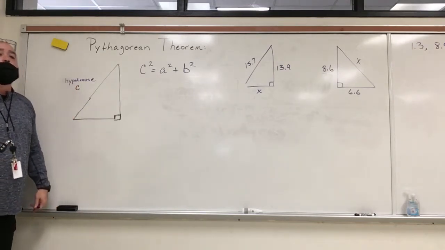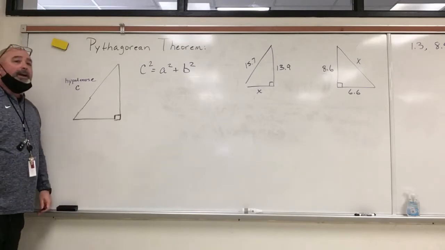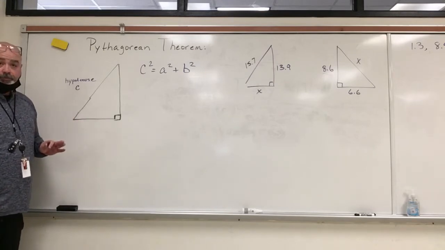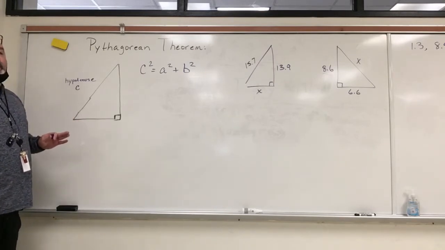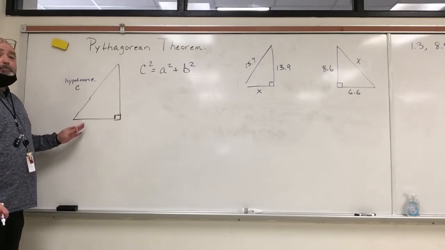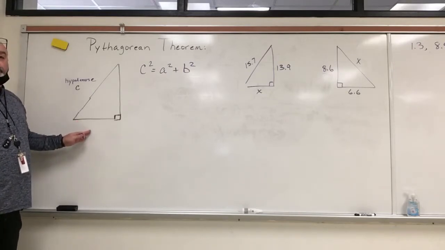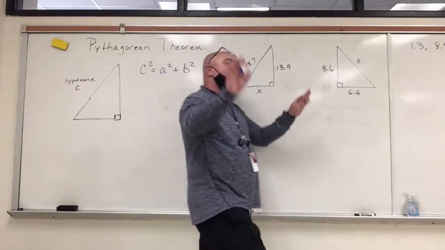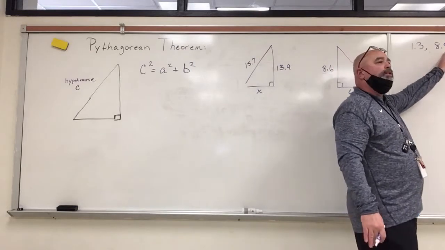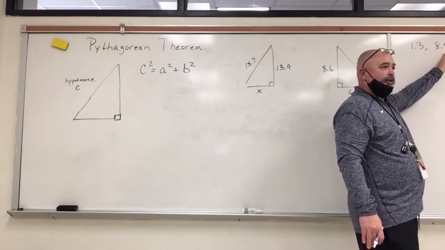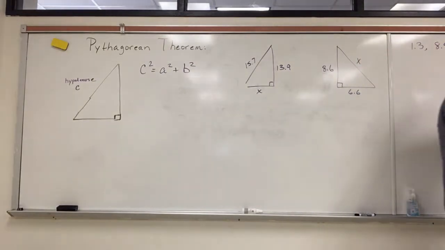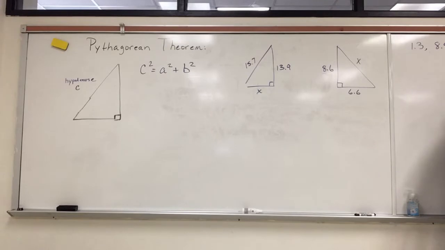Some things you need to know about the hypotenuse. It will always, always, always be the longest side of a right triangle. Does everybody understand that? So if I give you three numbers and no picture, you can identify which one is the hypotenuse. Which number there is the hypotenuse? 8.5. Which number there is the hypotenuse? 31.8. Simple enough, right?